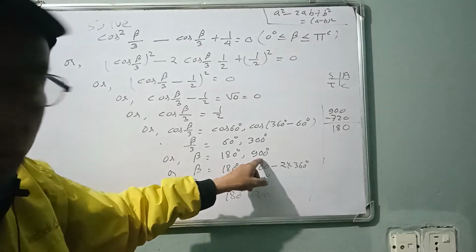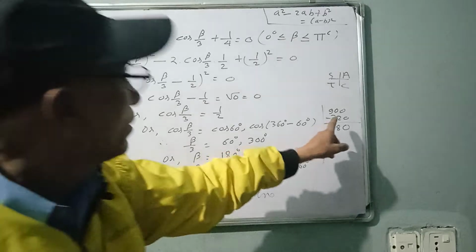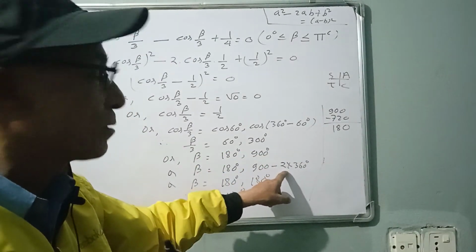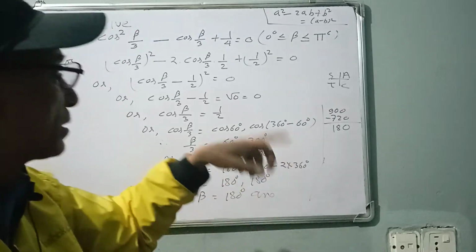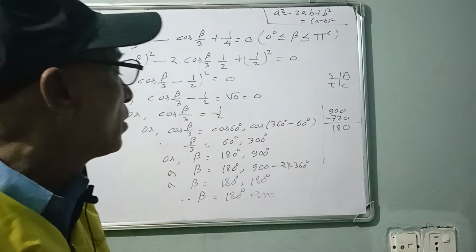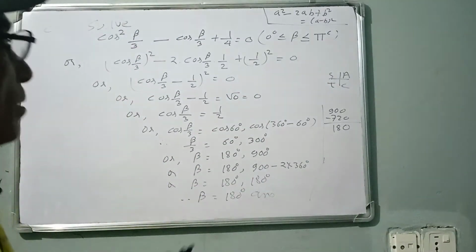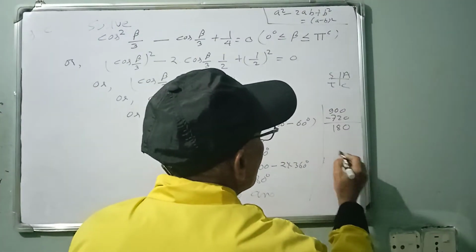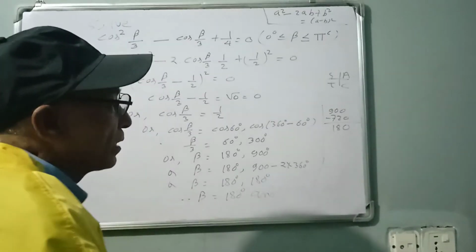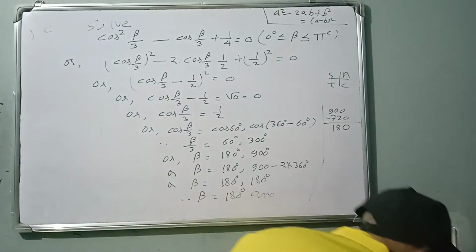If the value comes greater than 360, you can subtract multiples of 360, for example 1 into 360, 2 into 360, 3 into 360, 4 into 360. What is 360 degree? It is just like 0 degree.